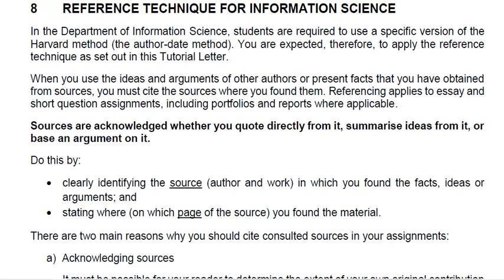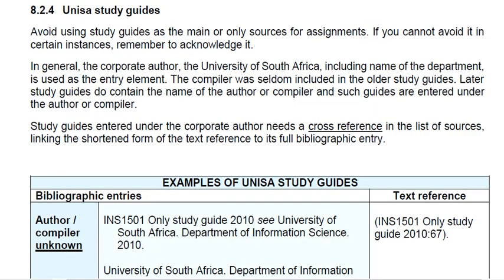Let us look at how we are supposed to reference study guides, because that is the first struggle that we have. It says here, UNISA study guides. Avoid using study guides as the main or only source for assignments. If you cannot avoid it in certain instances, remember to acknowledge it. In general, the corporate author, the University of South Africa, including the name of the department, is used as the entry element. The compiler was seldom included in the older study guides.